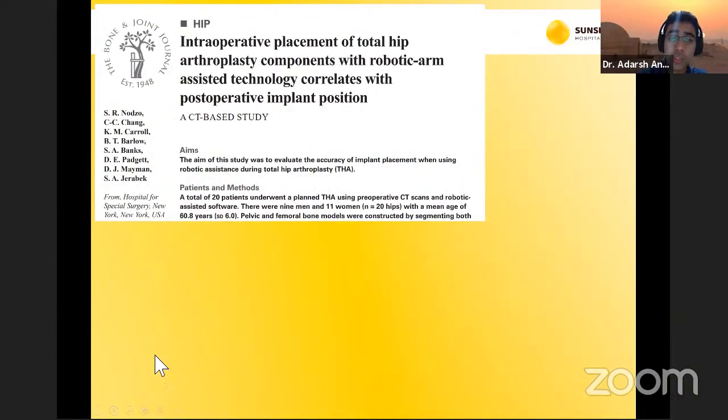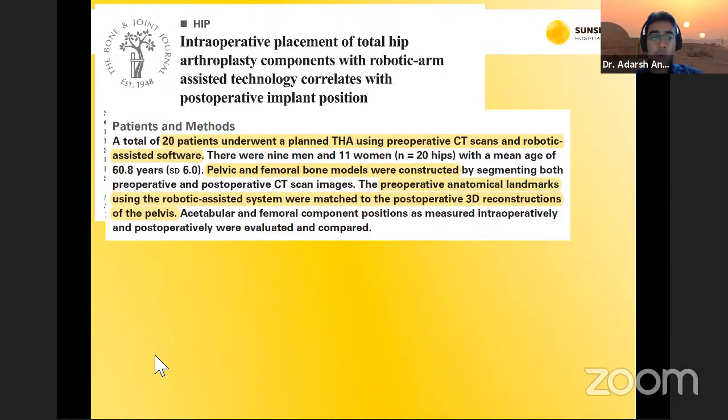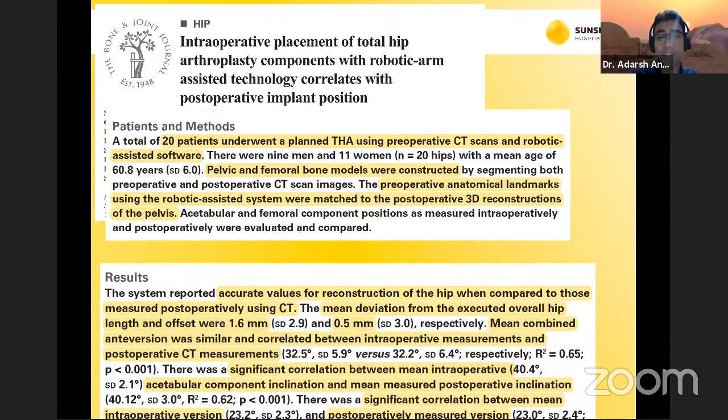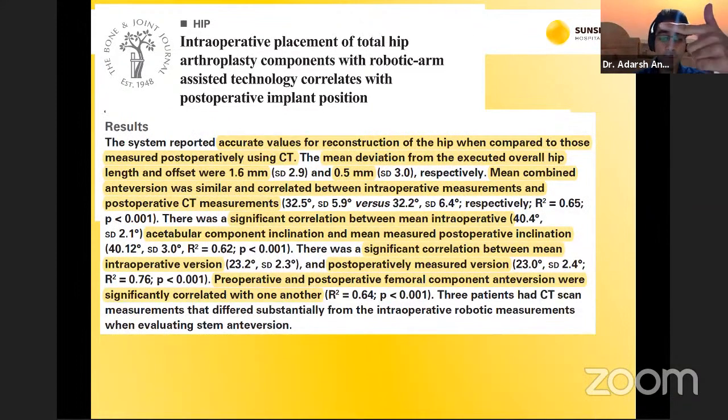Then there's this study of a total of 20 patients. Pelvic and femoral bone models were printed. So after he planned preoperatively with the robot, he made 3D models of the post-operative hip, and he tried to see how accurate these were. And he found that the acetabular inclination, the acetabular anteversion, the femoral anteversion, and the combined anteversion were all spot on. They were significantly accurate with the preoperative planning as well as the post-operative 3D models.